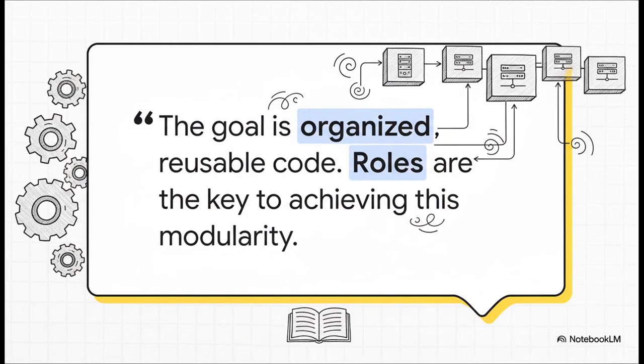And this quote right here, it just hits the nail on the head. The end goal isn't just to make a task happen automatically. It's to build a library of automation that's organized, that you can reuse, and that's easy to maintain. And those roles we mentioned earlier, they are absolutely the key to making that happen.